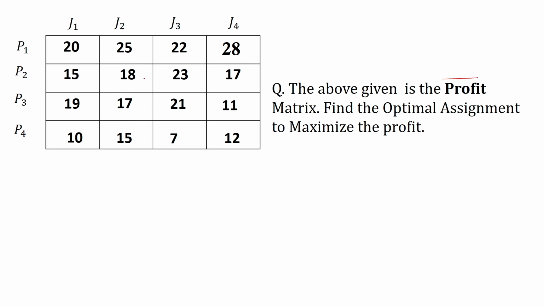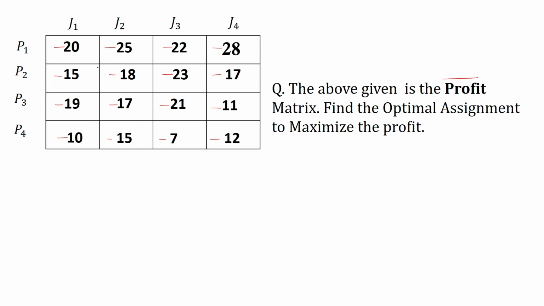See, if it were a cost matrix, then we would have applied the normal assignment problem approach to solve this. But now there has to be an additional step to convert this profit matrix into a cost matrix. So how to do that? There are 2 approaches. First is, you multiply each element in this profit matrix by a negative sign. Multiply each entry by a negative sign.